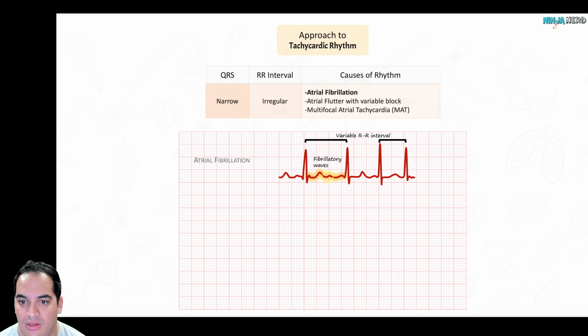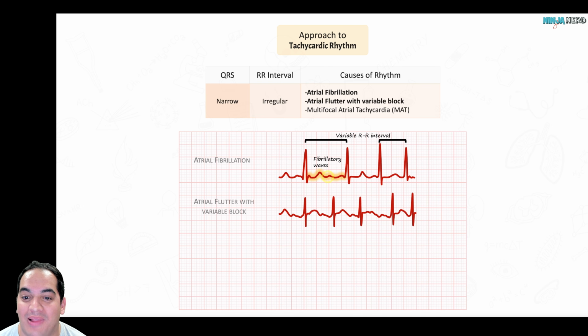If it's irregular and fibrillatory waves are present, especially in lead 1, think about atrial fibrillation. Atrial flutter with a variable block is also interesting because in this one, you'll see that it's not constantly a 2-to-1. It may be a 2-to-1, a 3-to-1, and it's bouncing back and forth where you have 2 flutter waves, 3 flutter waves, and then a QRS complex.